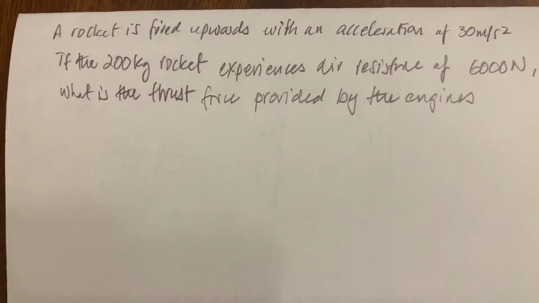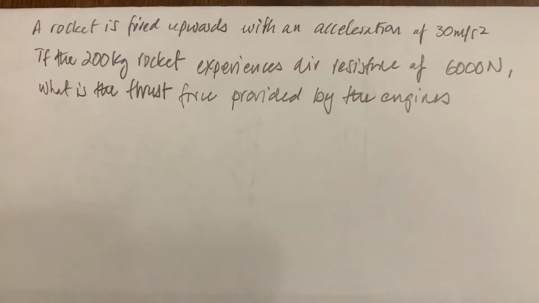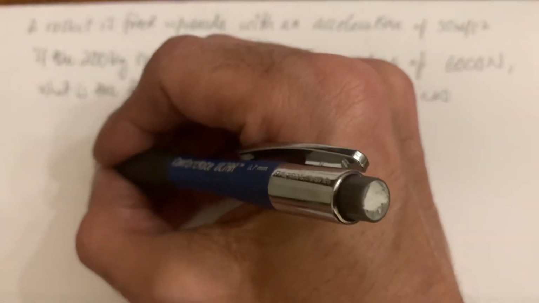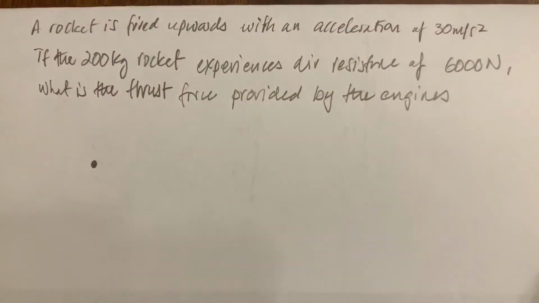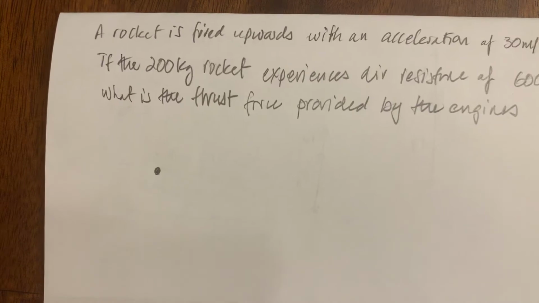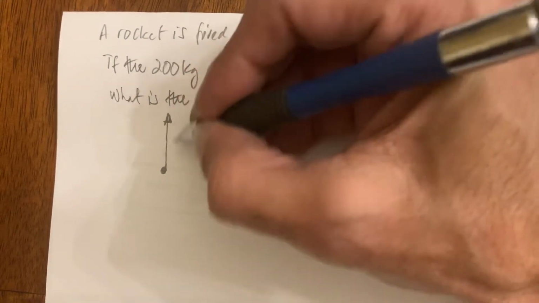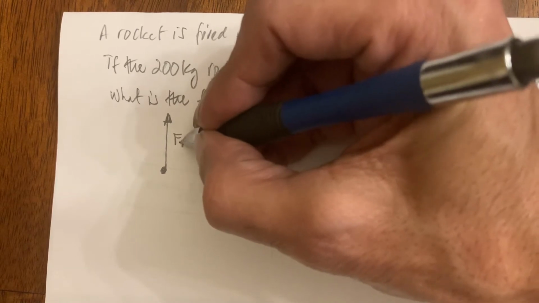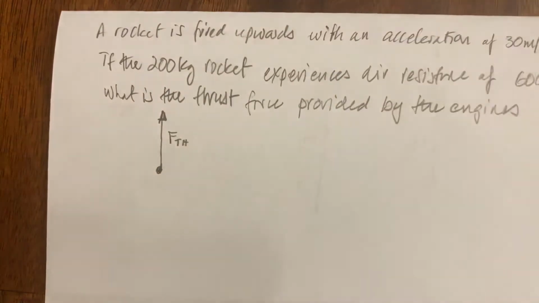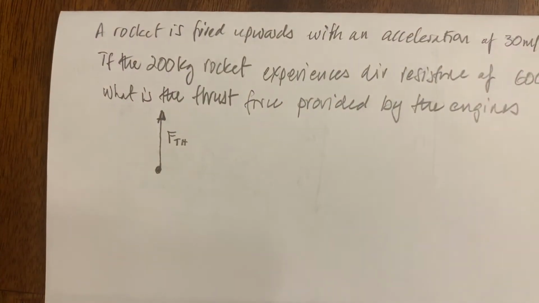And again, the simplest thing to do is draw a free body diagram. Ask yourself, what are the forces that are acting on this rocket? We know that there's a force pushing it up, and they called it the thrust force. I'll just call it FTH. I'm making it big because it's going to go up.